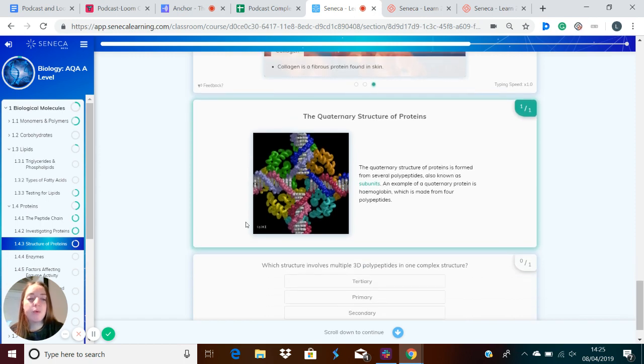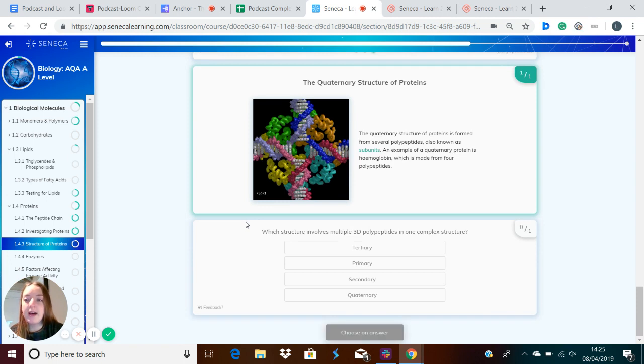So to recap, we've got the primary structure, the secondary structure, the tertiary structure, and the final quaternary structure, which is if you have multiple polypeptides coming together. And that is all you need to know about the structure of proteins.